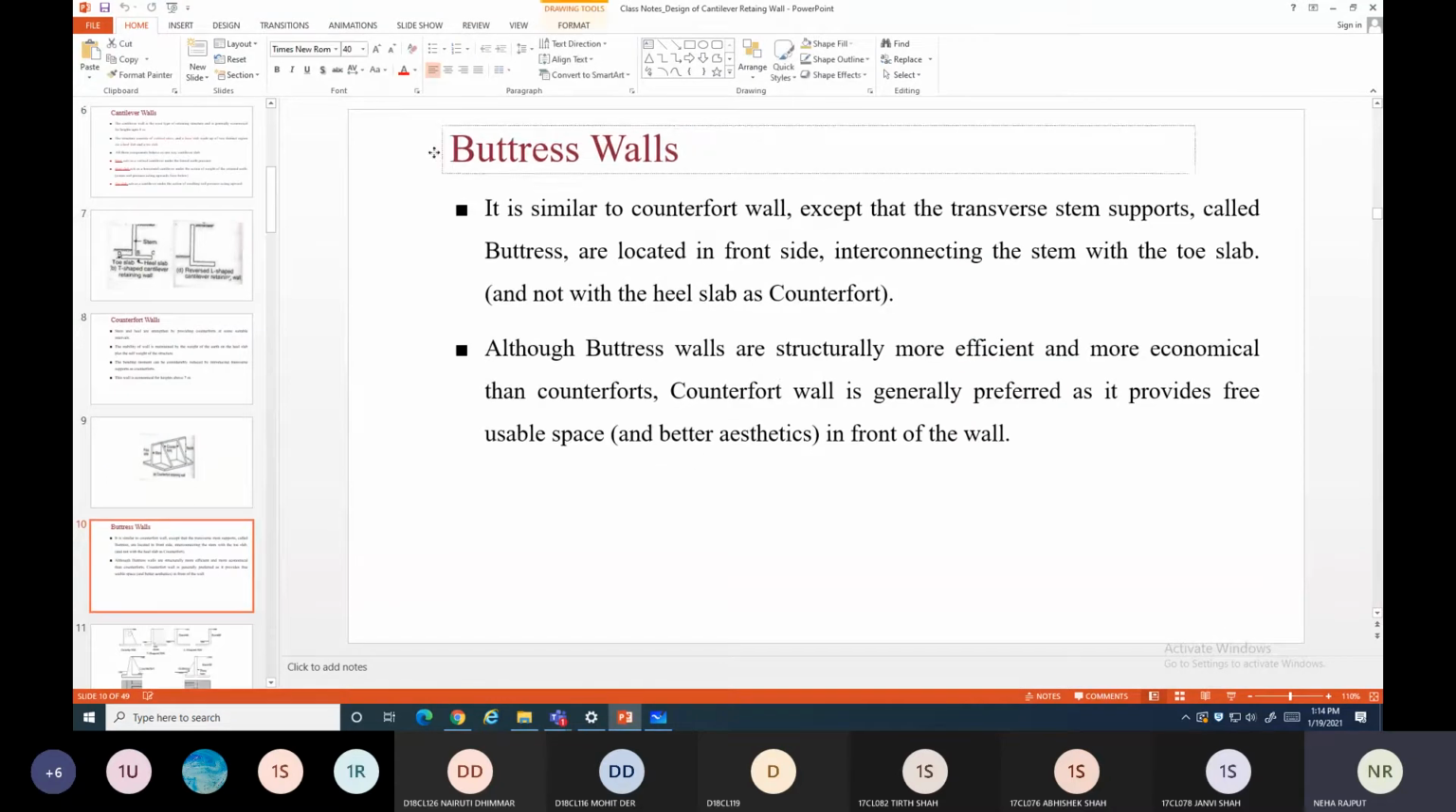Now coming to the buttress wall. It is similar to the counterfort wall, except that the transverse stem supports, called buttresses, are located on the front side, interconnecting the stem with the toe slab. Although buttress walls are structurally efficient and more economical than counterfort walls, the counterfort wall is generally preferred as it provides free usable space and better aesthetics in front of the wall.